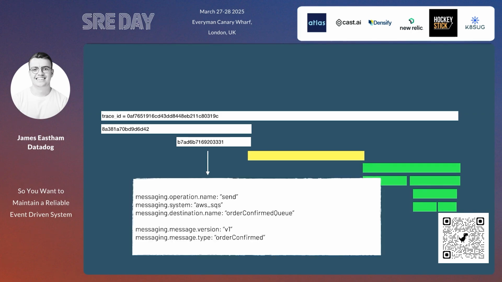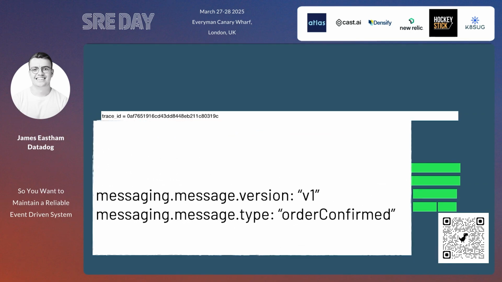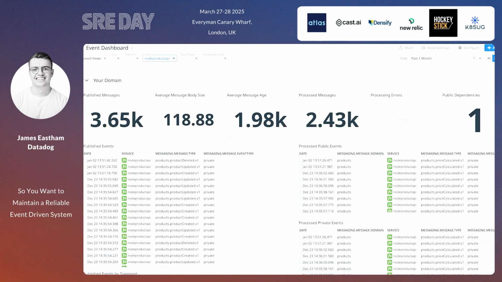Things like the operation name. Are you sending a request? Are you receiving a message? Are you processing a message? Things like the messaging technology that you're using. Here, this is a span that's sending a message to SQS, and it's sending it to a queue called the order confirmed queue. And then down at the bottom, you've got the message version and the type of event. So adding all of this information to your spans related to messaging then allows you to start drawing really good insight at a macro level on exactly what your system is doing.